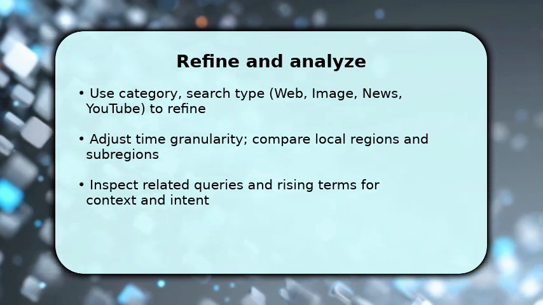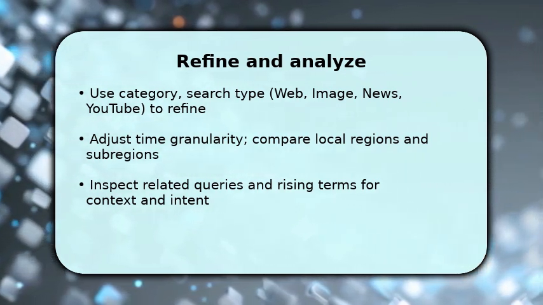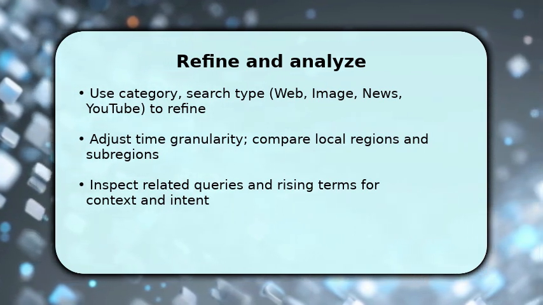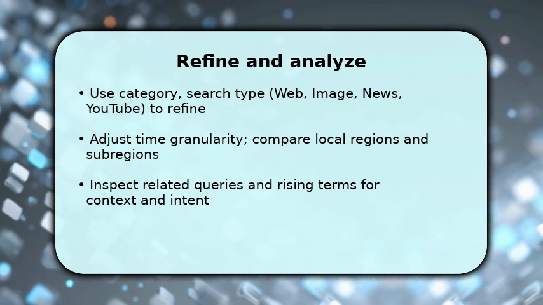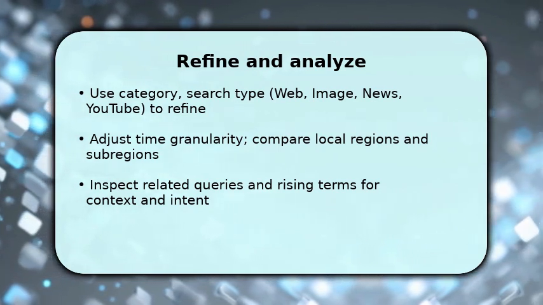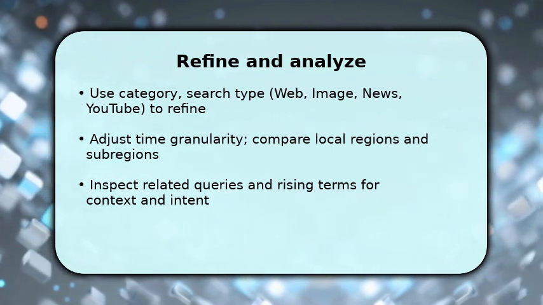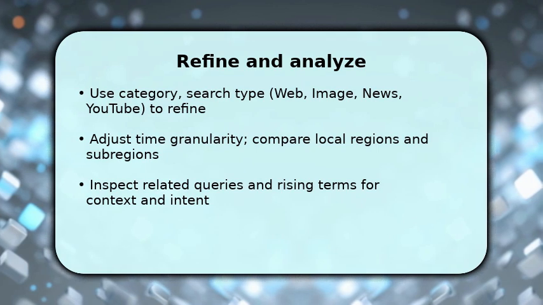Next, change time granularity to capture seasonal cycles or short spikes, and compare regions or subregions to spot geographic differences. Also review related queries and rising terms to understand why interest changes. This reveals adjacent topics and can guide content or product decisions.